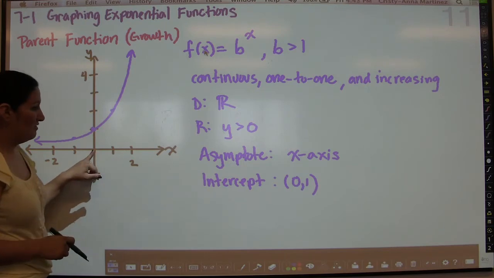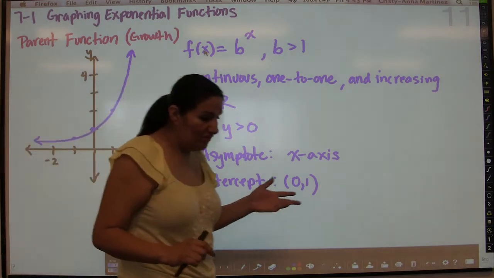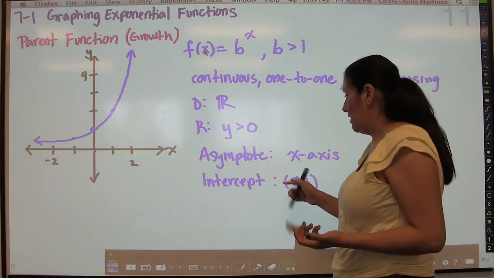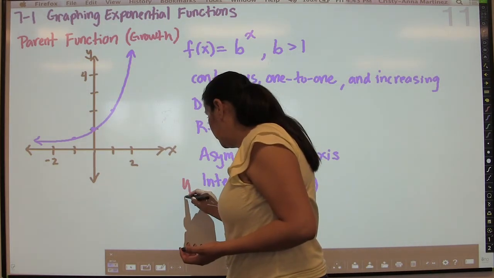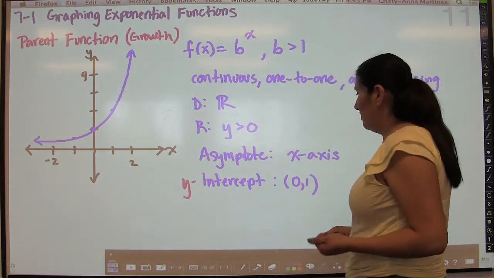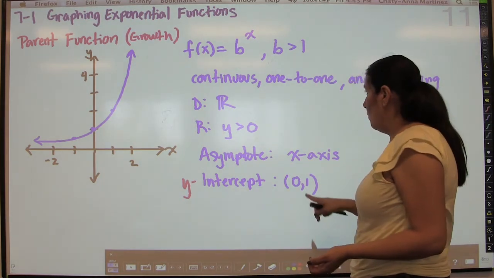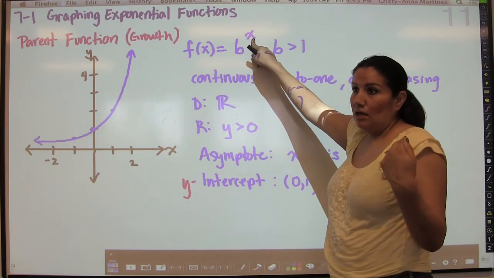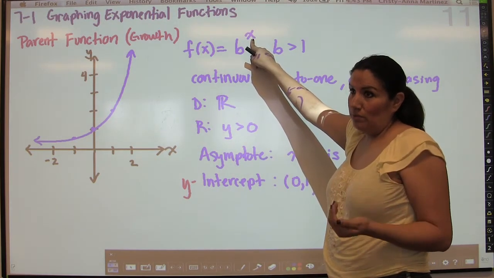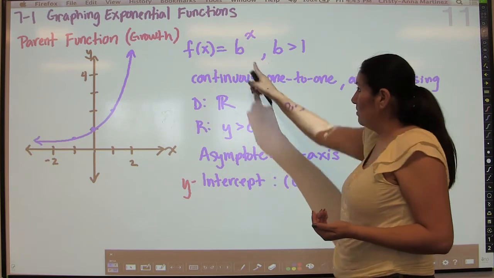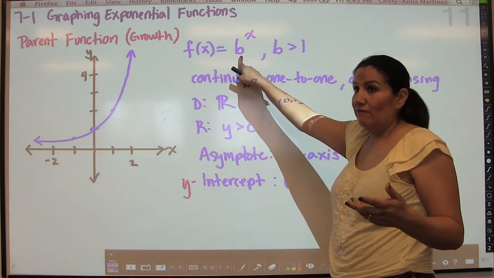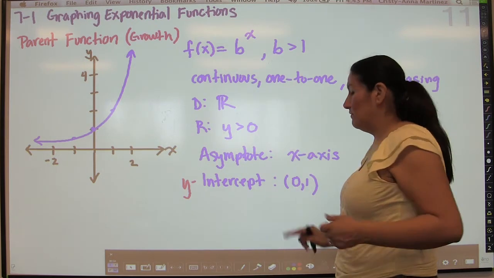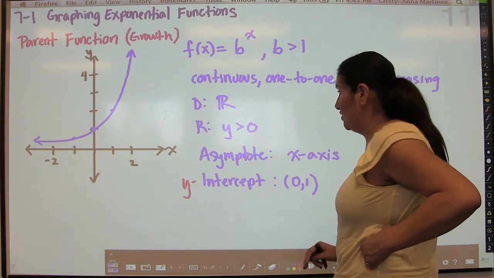I should probably clarify this is the y-intercept. To find the y-intercept, you have to make x equal 0. When you make x equal 0, you're going to get b to the 0 power, and any number to the 0 power is going to be 1. It doesn't matter if b was a 2, a 3, a 4, or a 1/2 raised to the 0 power, it would equal 1. So you're always going to have a y-intercept of (0, 1).